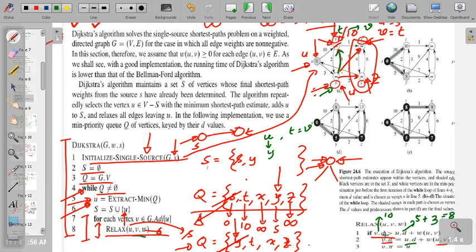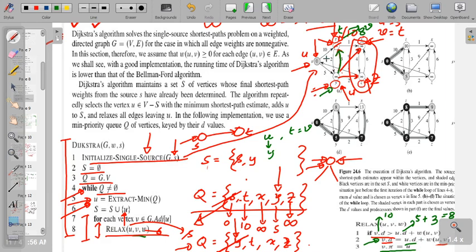So I am seeing that V.d is greater than this, 5 plus 3, that is 8. So I have to update this V.d with this cost. That means the cost of this, instead of 10, will now be 8. And then this V.pi will be U. What is U? U is Y here.